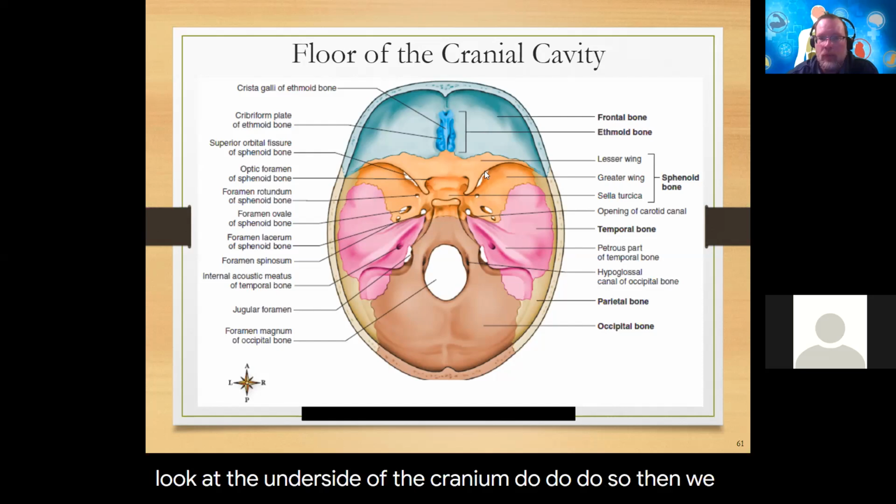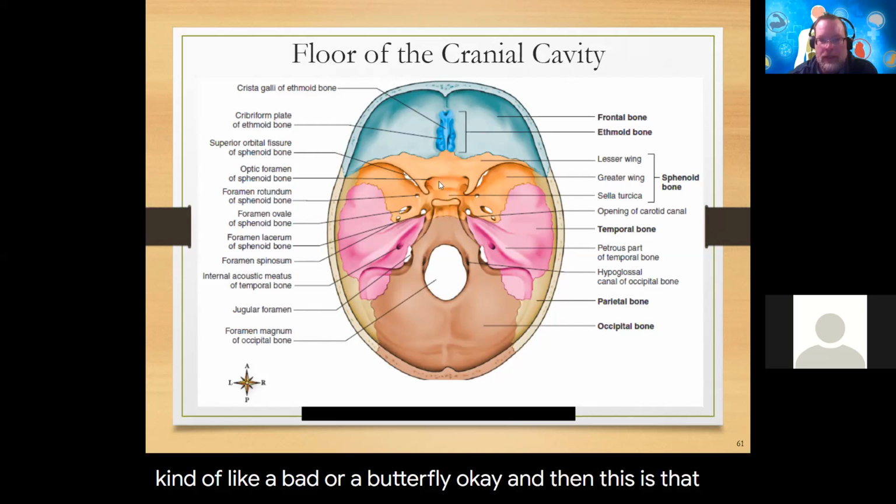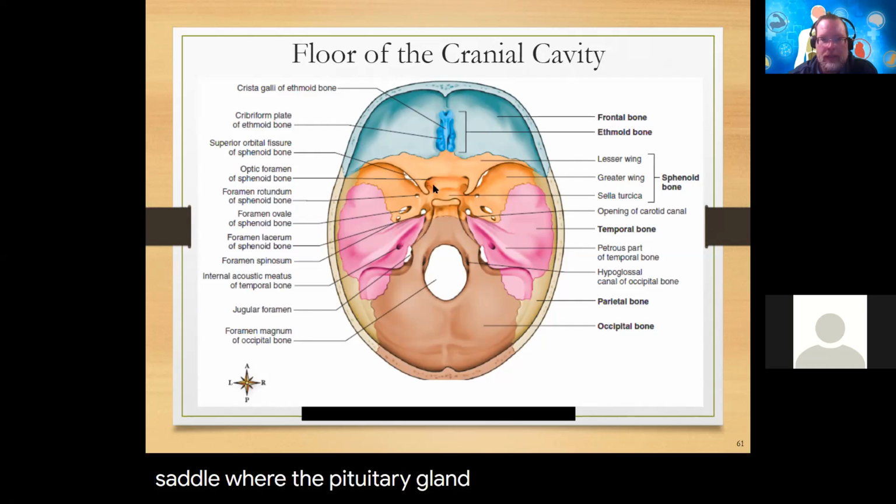So then we end up with the wings of the sphenoid. Again, it looks kind of like a bat or a butterfly. And then this is that saddle where the pituitary gland sits. We called that the sella turcica.